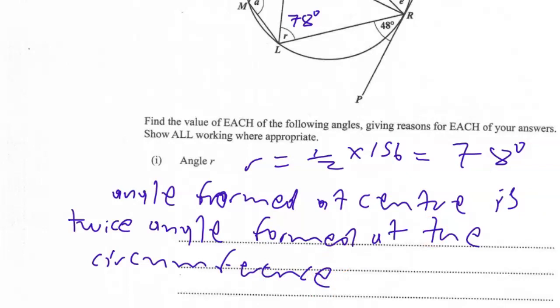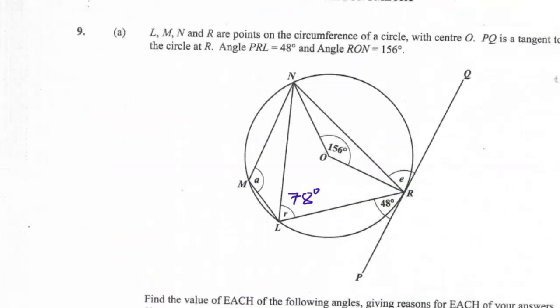Alright? What other angle are we asked to find now? Angle E. Angle E, that's this angle. Now, what you'll notice is that this triangle ONR is an isosceles triangle. Notice, this angle is 156. O to R and O to N represent the radius. So these are opposite sides equal. So opposite angles will be equal.